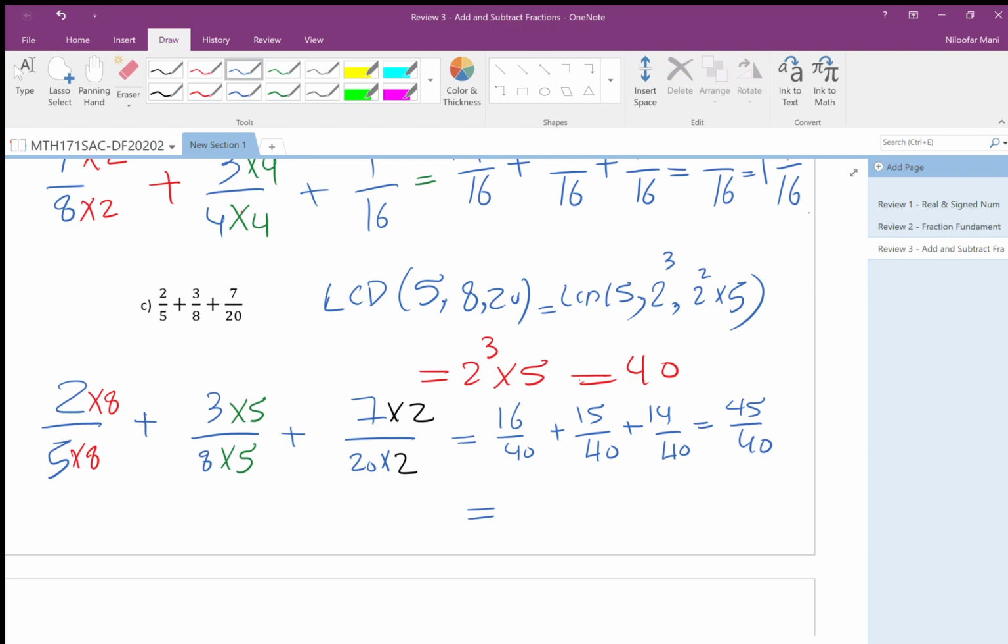Yeah, so can I cancel? Yes, it is 9 over 8. I can cancel 5 and 5. So it is 1 over 8 then. When I can simplify, I do it. If I can go to mixed fraction, I do it.